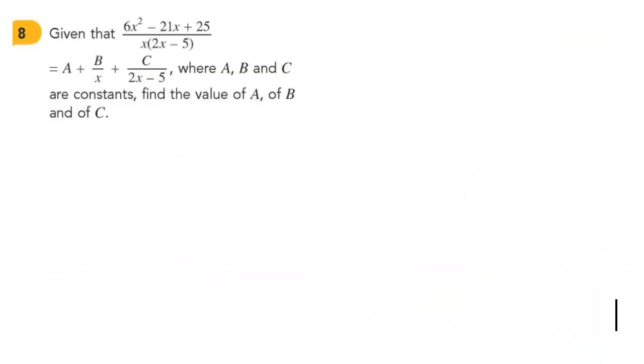Let's check whether this is a proper or improper fraction. This one is of degree 2, and this will give us 2x squared and some other term, so this is degree 2 also. So hence this is an improper fraction, because we learned earlier on that if the degree of the numerator is the same or more than the degree of the denominator, then this would be an improper fraction.